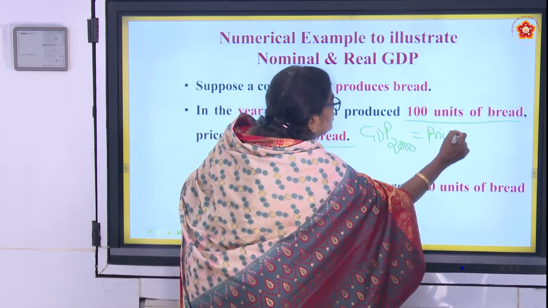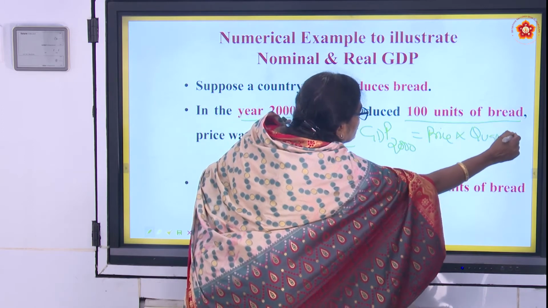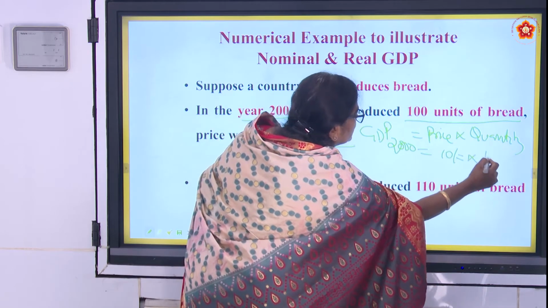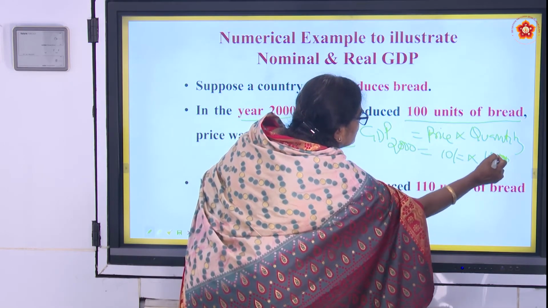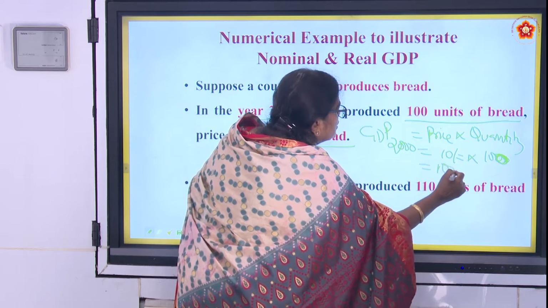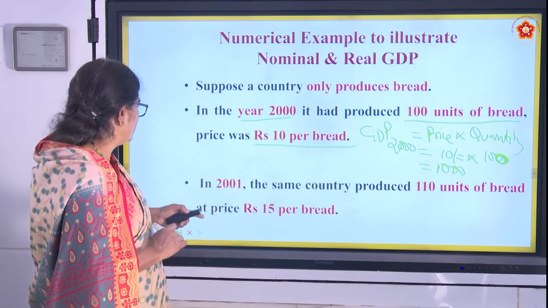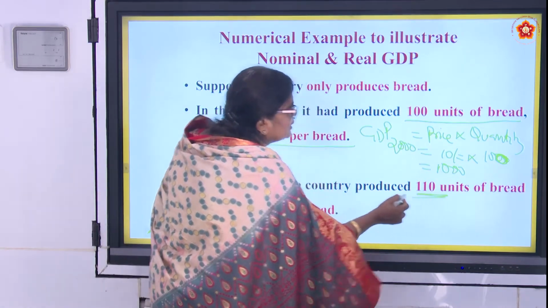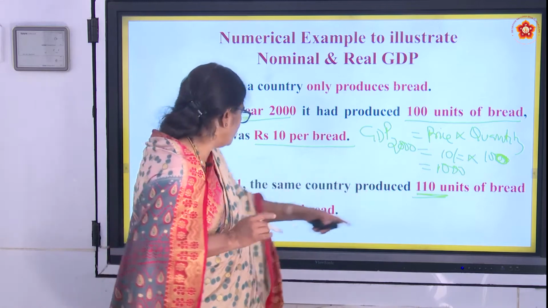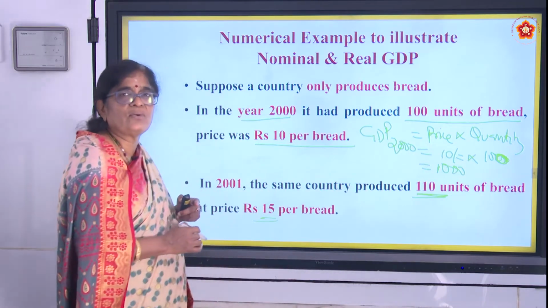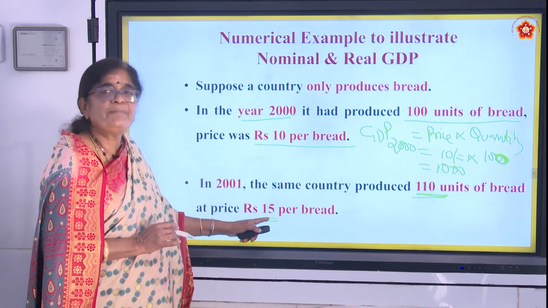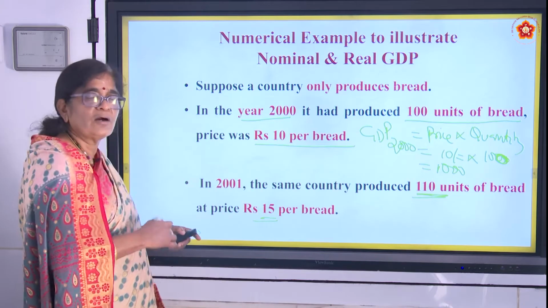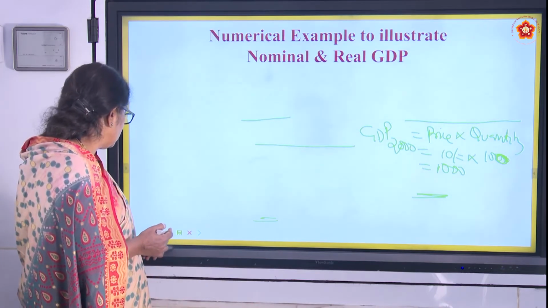Price into quantity. What is the price? 10 rupees per bread into quantity of bread 100. Therefore, how much? It is 1000. It is 1000 GDP. In 2001, in the same country, you can see the volume of product increased by 10 units: 110 units of bread, and even the prices had gone up. How much is the price? 15 rupees per bread. It was 10 rupees per bread before. Now we will see how to calculate GDP in the next slide.